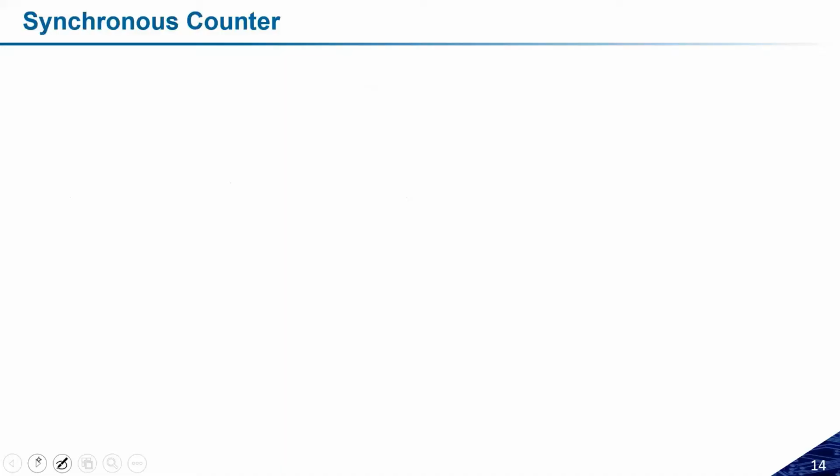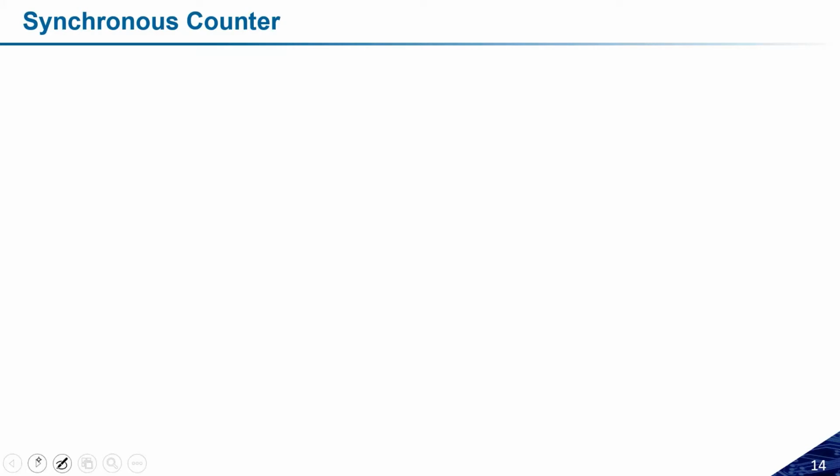As of now, we discussed the asynchronous counter, where the output of the first stage is connected to the clock pulse of the next stage. But the problem with the asynchronous counter was that the next stage will wait until there is no change in the output of the first stage. So the total time requirement is very high. They are not synchronized. All the flip-flops are not controlled with the same clock pulse.